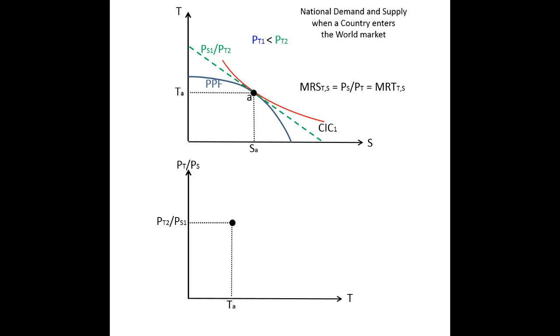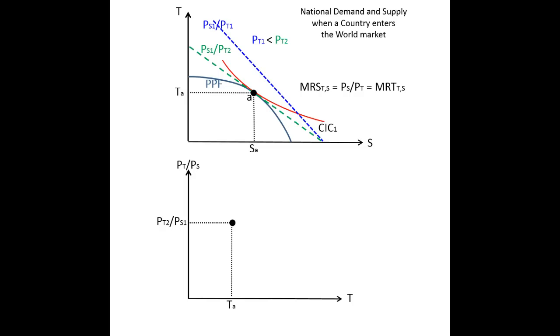If we now enter the world market, and on the world market the price of T is less than what we had in autarky, so PT1 is less than PT2, we realize that we are now facing a new relative price, PS1 divided by PT1. And since PT1 is less than PT2, this has to be a steeper slope than we had originally. So when we compare this bundle here, this is going to cost the country equally much to consume. And then we can consume upwards towards the T axis over there.